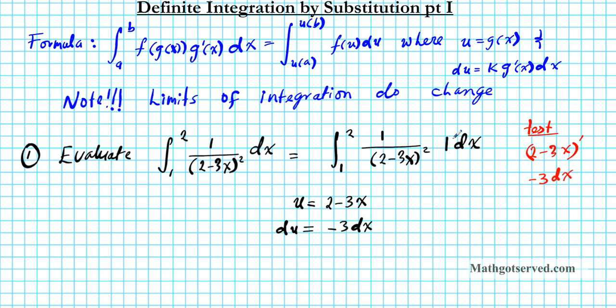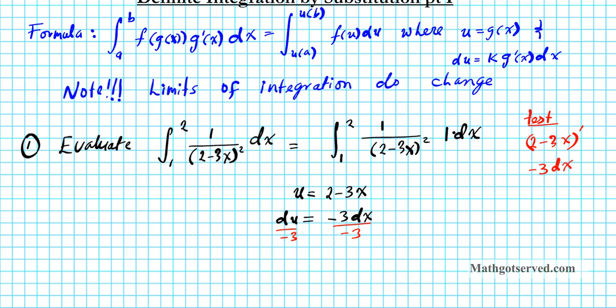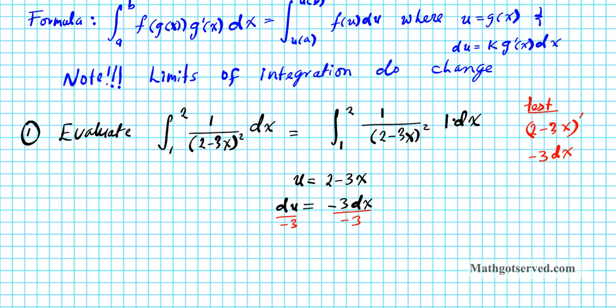But this is 1 dx. Or I can just look at this as just dx. I need dx by itself. So in order to accomplish that, I'll have to divide both sides by -3. Okay, so I can have a nice and neat substitution. So negative du over 3 is equal to dx. Okay, now I know how to make my substitution with my u. Now how about my limits of integration?